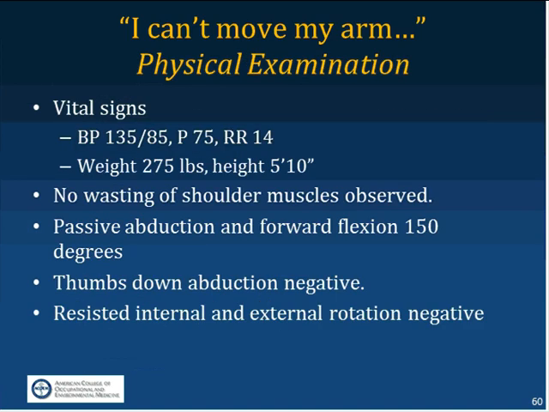When you examine the gentleman, to be more specific, his vital signs look okay. He weighs 275 and he's 5'10". You don't see any wasting of the shoulder muscles, which indicates that there was probably no big deal problem before. If you do the abduction and forward flexion after a great deal of coaxing, for him not to help you out, you get 150 degrees, just like the left side. Thumbs down abduction, which he had to be talked into, was 150 degrees. Same as was negative. And resisted internal and external rotation was negative, which tends to tell you that he probably hasn't, in fact, torn his rotator cuff.